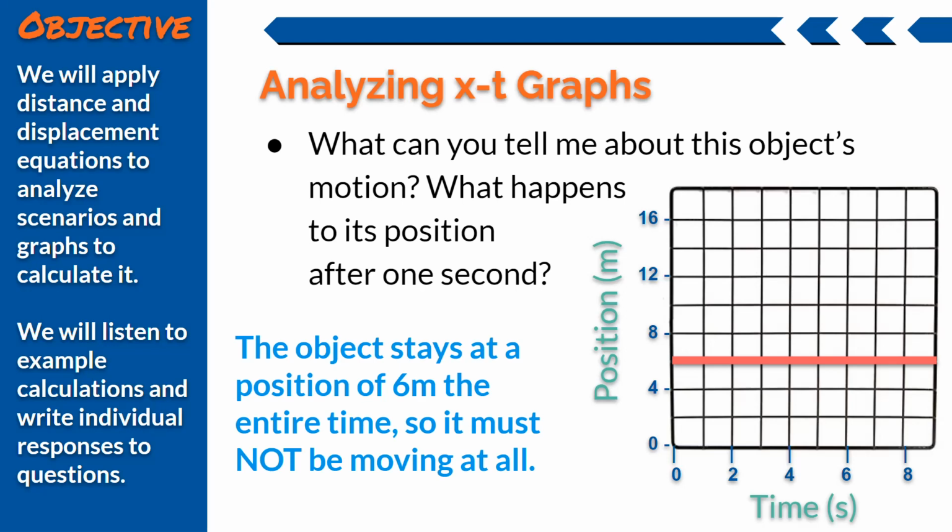That object will be at rest, either for the whole graph like this, or maybe just a portion of your graph if you're looking at something where you have different segments and you have motion and then maybe it stops and then it moves again.